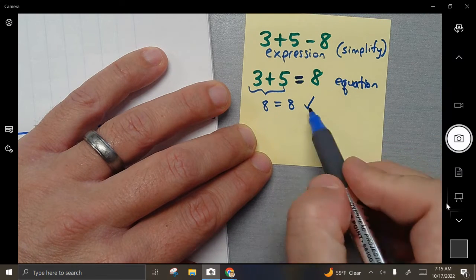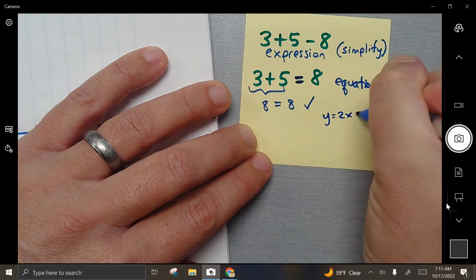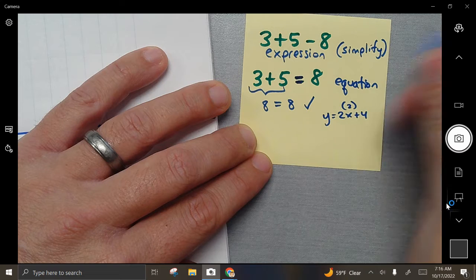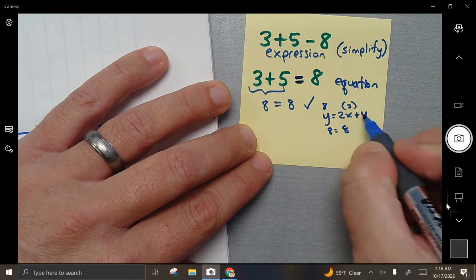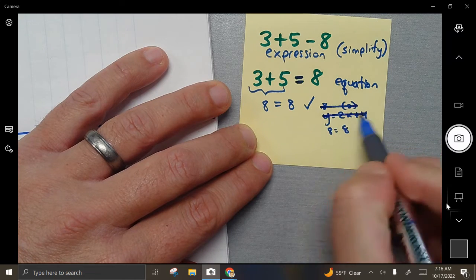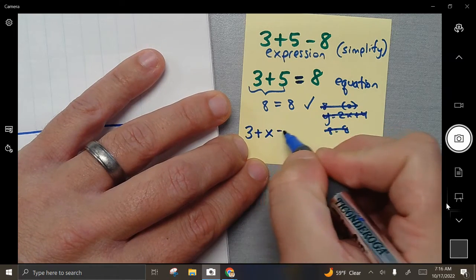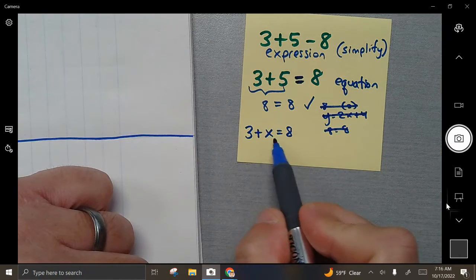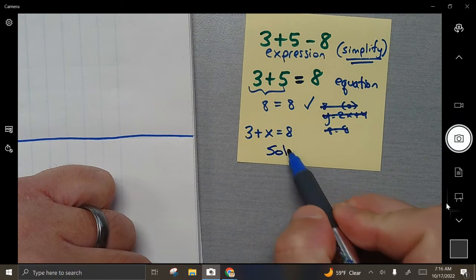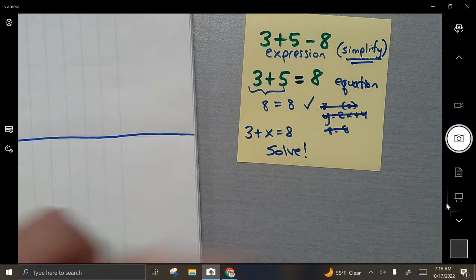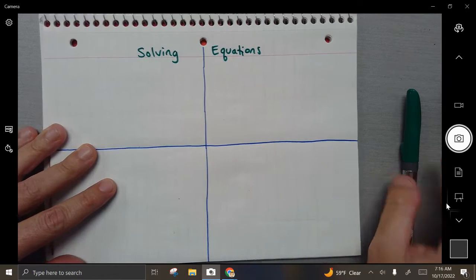We remember this kind of stuff from our last unit too. When we would get to this, we would try to find the y-intercept, right? We'd have something like 2x plus 4, and then 2 here and 8 here. Does this work? Does 8 equal 8? 2 times 2 plus 4? That is a little bit similar. But what if I said 3 plus x equals 8? That's an equation, and we don't simplify equations. We solve them. That was just a quick review of what equations are.